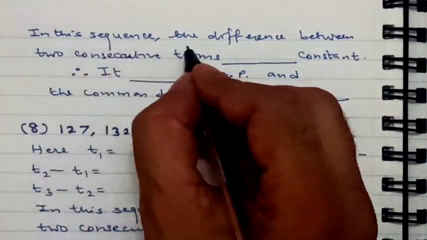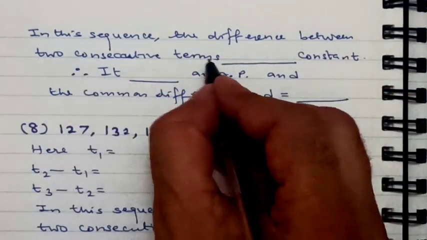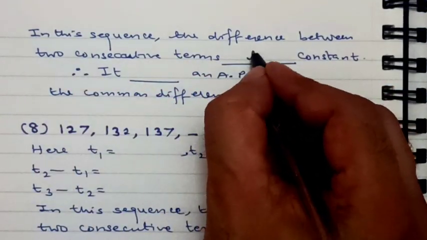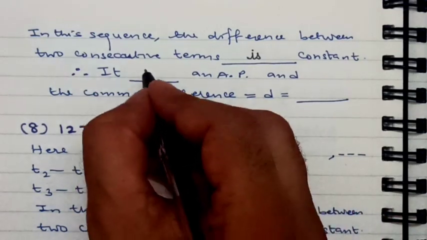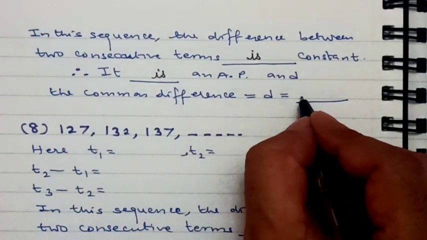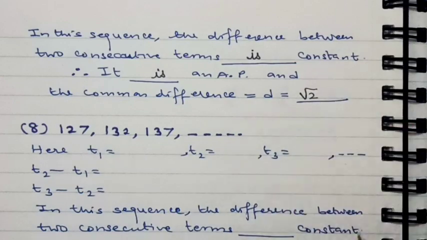In this sequence, the difference between two consecutive terms is constant. You have seen it is root 2, so it is an AP, and your common difference is root 2.